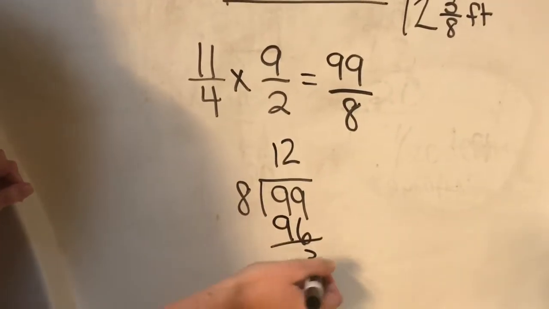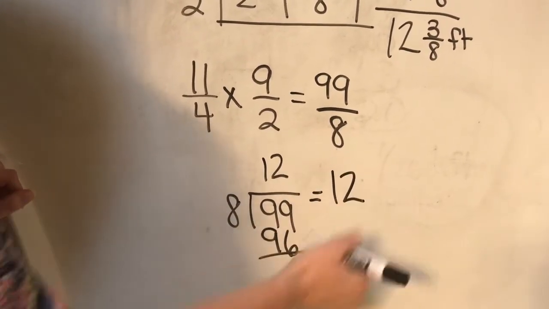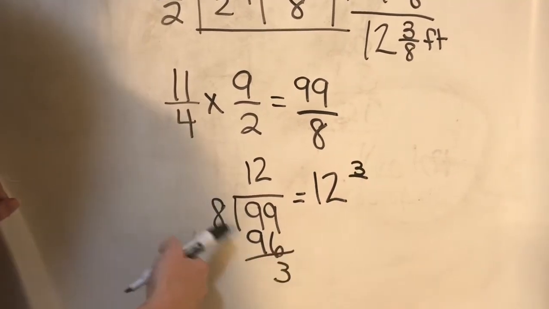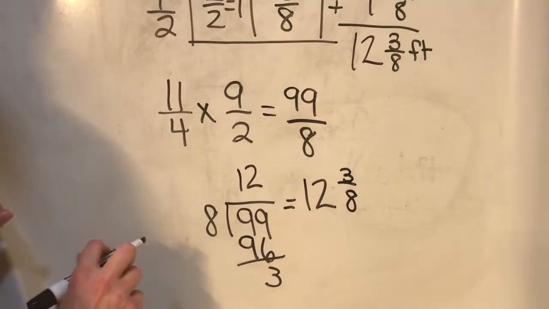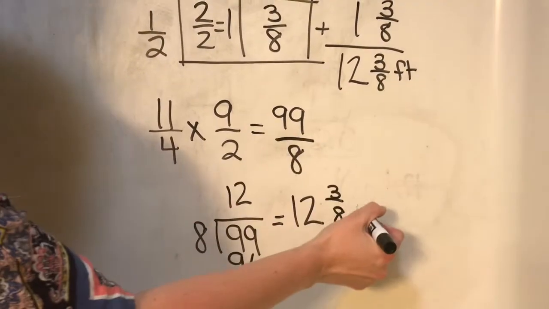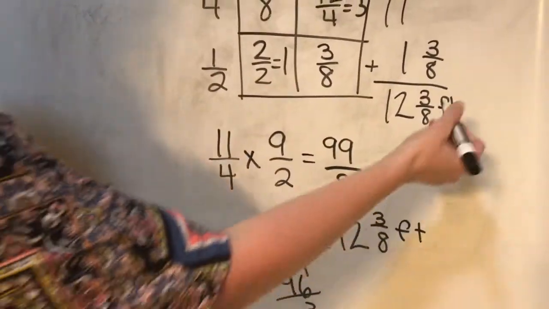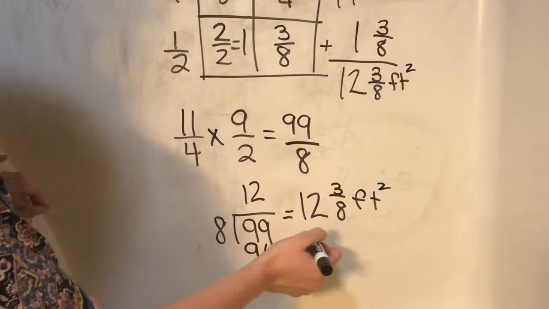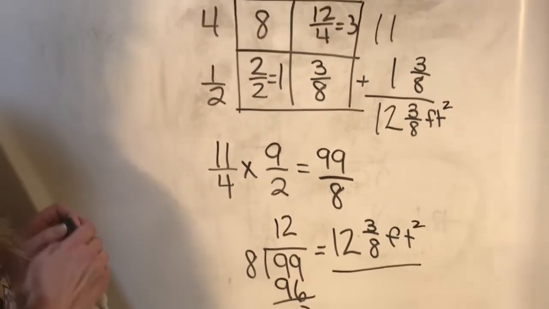So I write my mixed number. The 12 would be my whole number. And then my remainder is my numerator. And then the divisor would be my denominator. So I get the same thing doing it both ways. And then we don't want to forget, since we are finding the area, this is square feet. So 12 3/8 square feet would be the area of the poster.